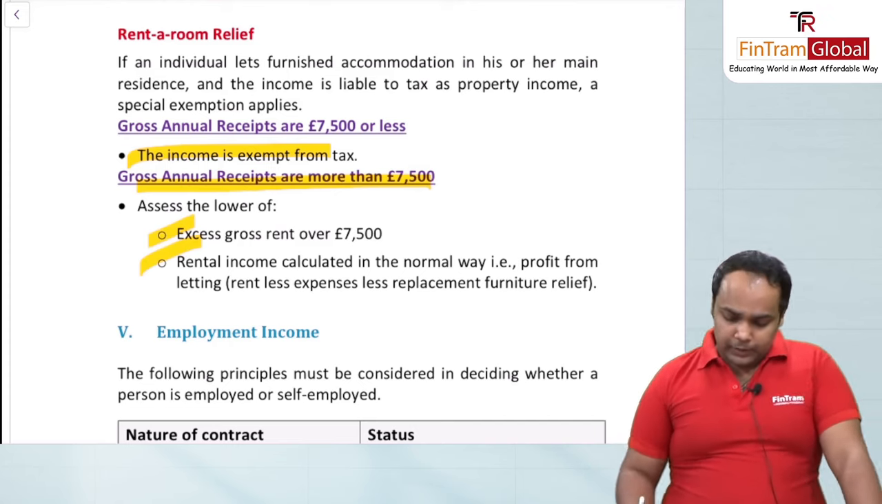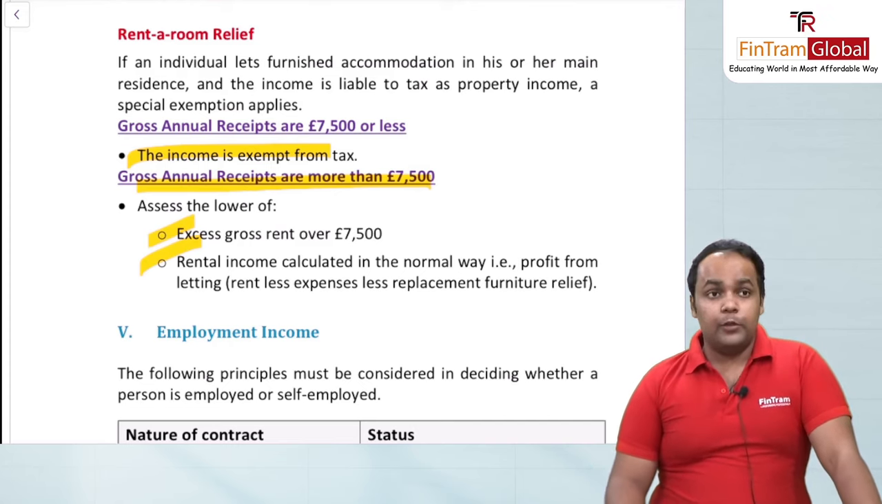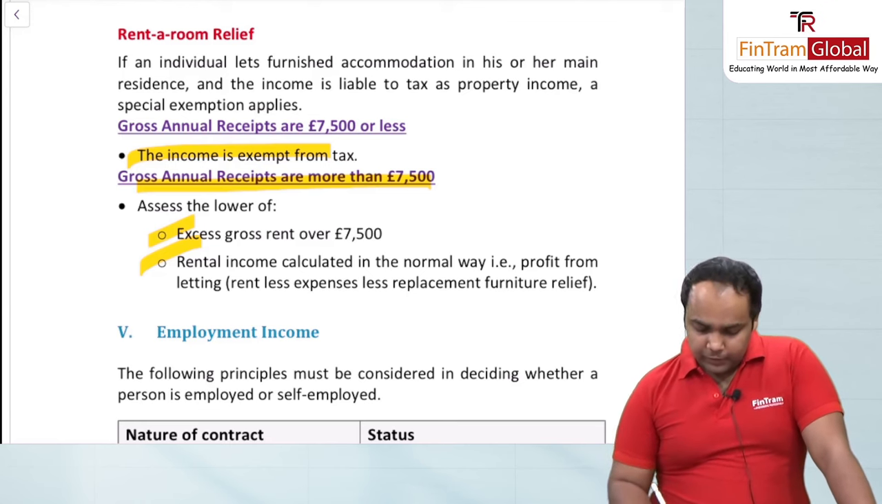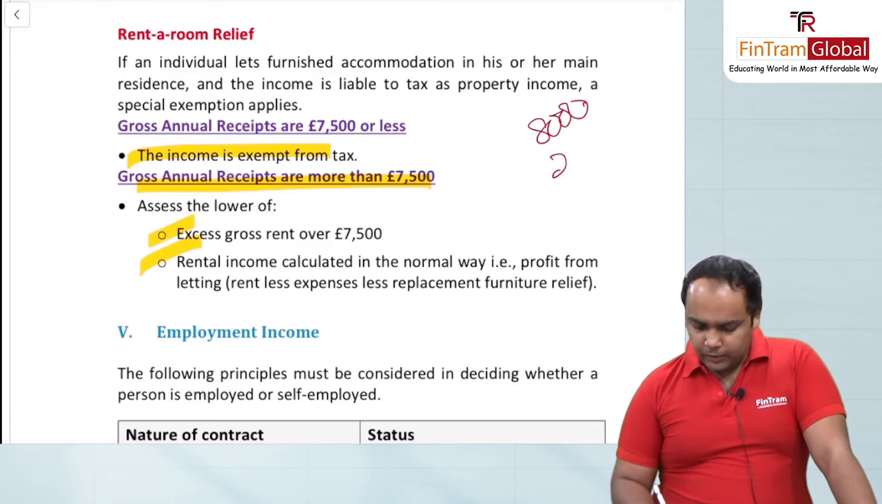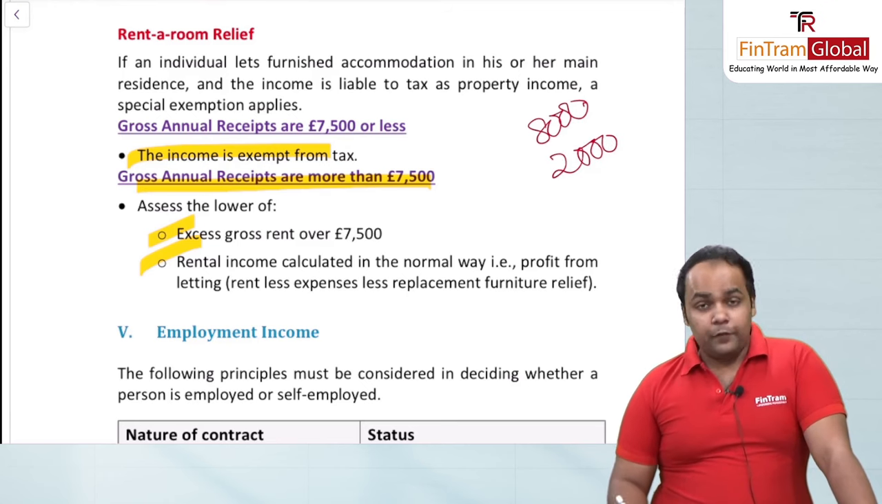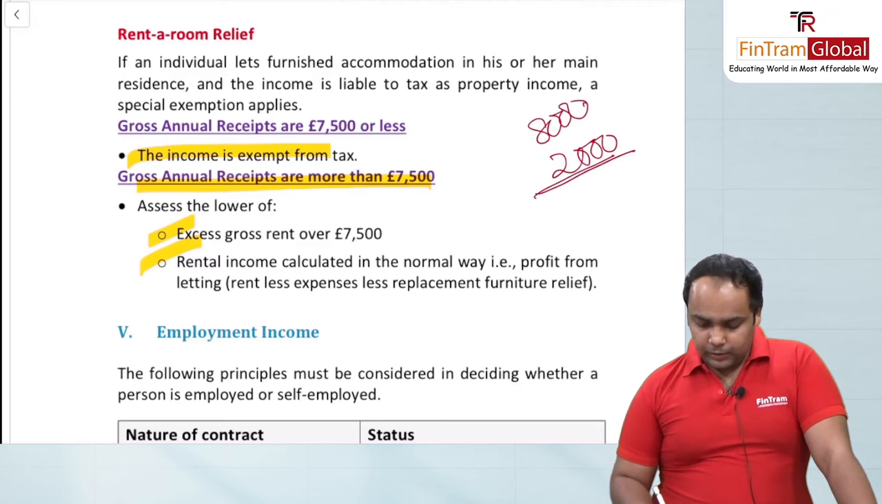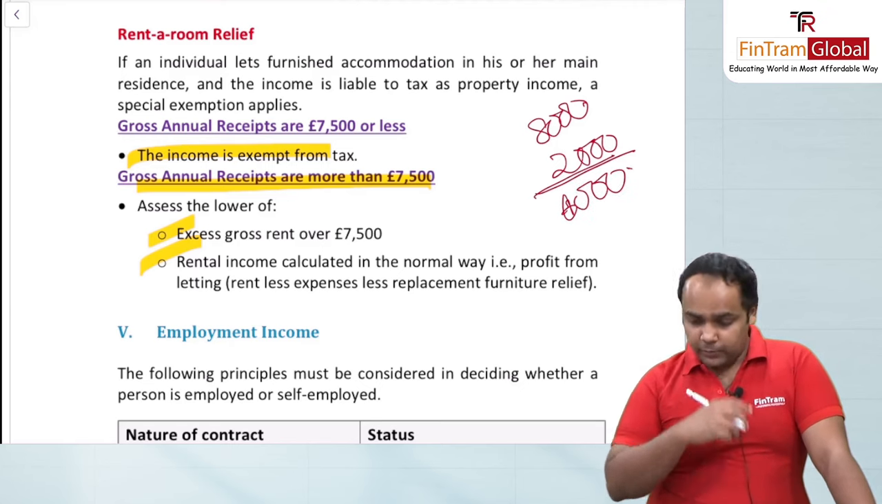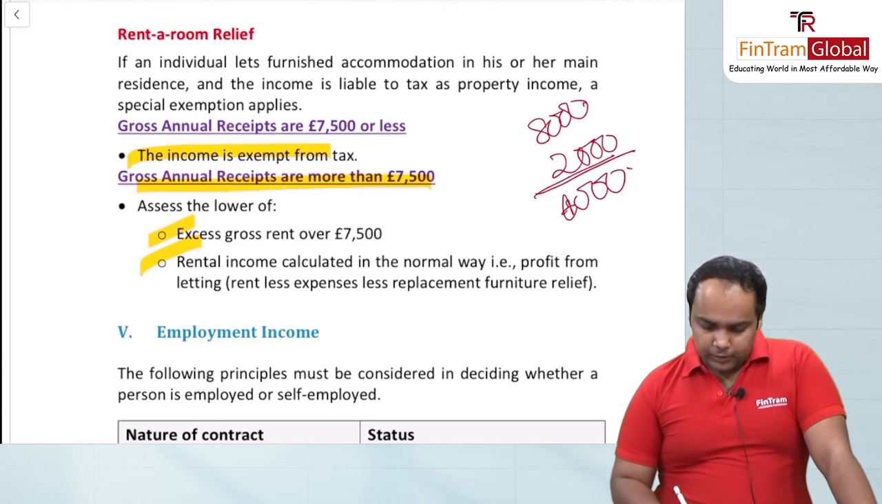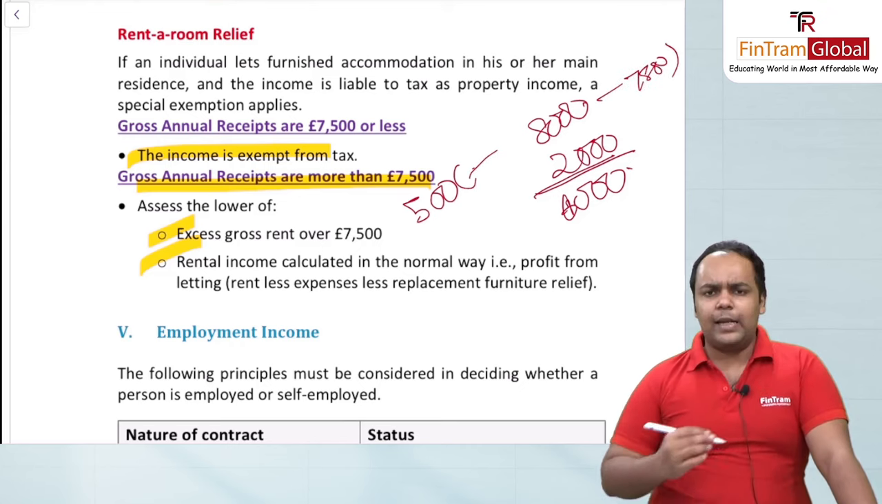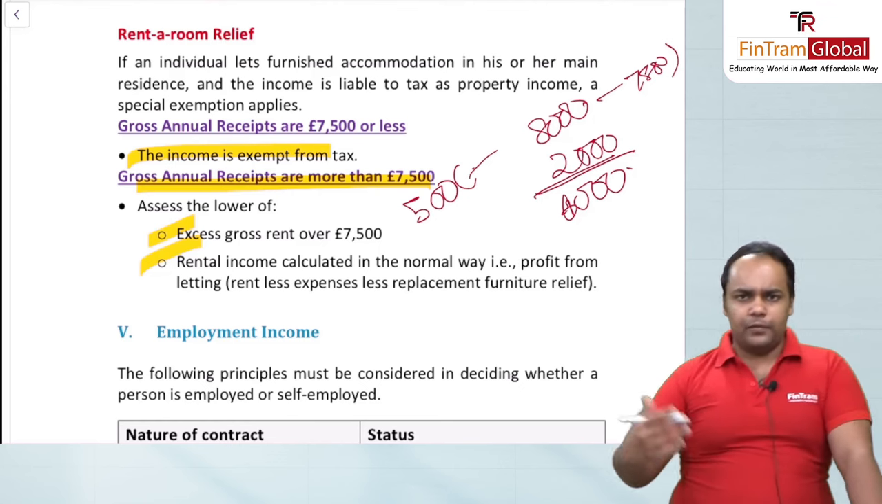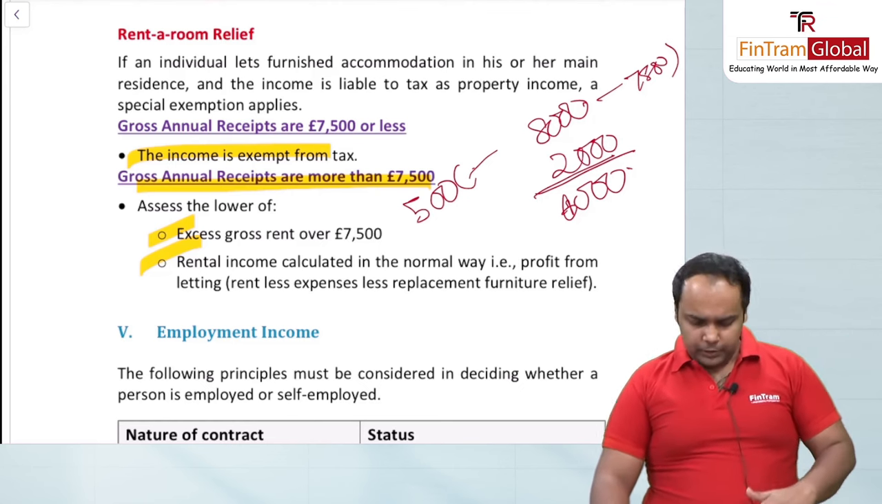Now, let's go back to that example that we did during the session. If the rent is 8,000 and expenses say 2,000, in the normal way his rental property will be assessed at 6,000 income, but under rent a room relief, his property income will only be taxed at 500. That is the excess of 8,000 over 7,500. So this is a huge tax relief for individuals renting a part of their home to another person, and this is something that needs to be remembered in the exam.